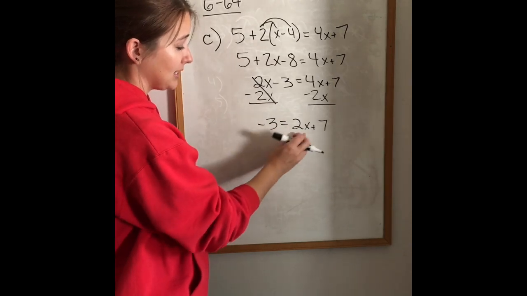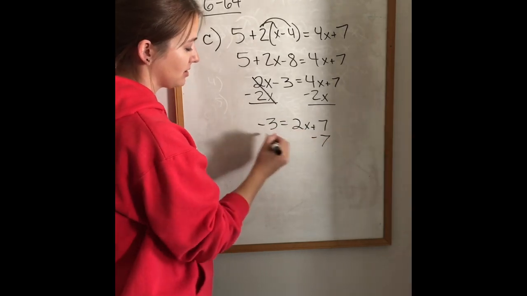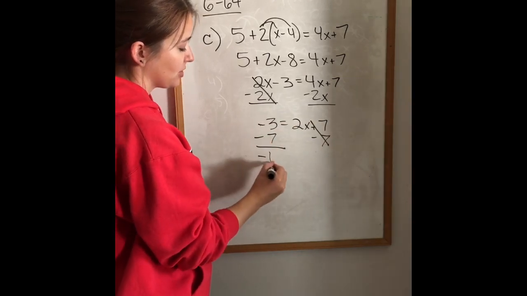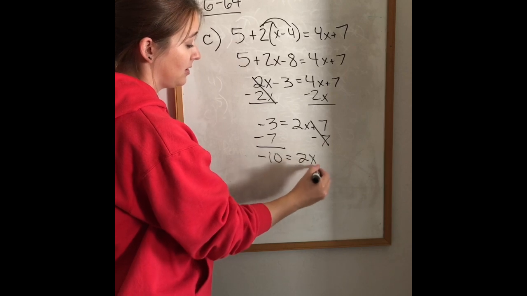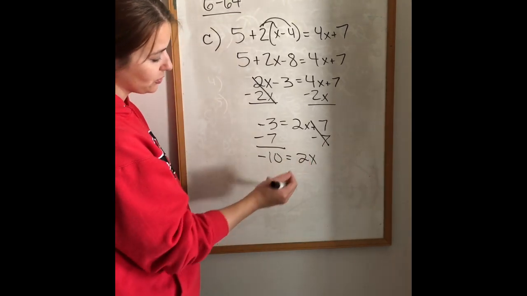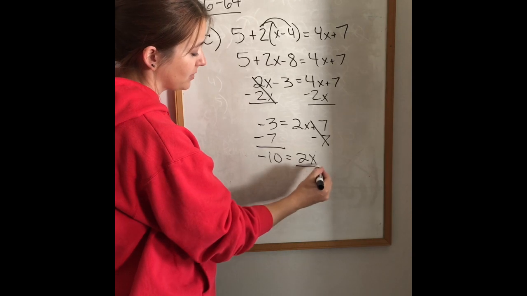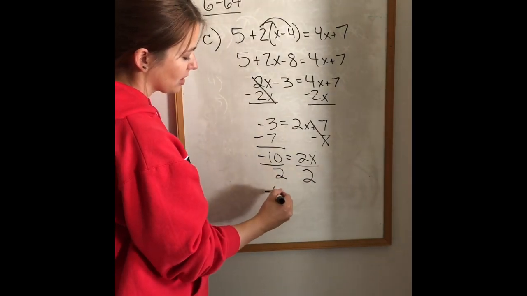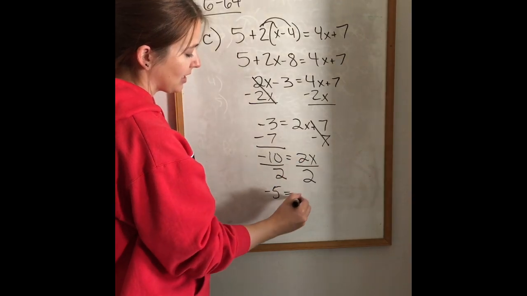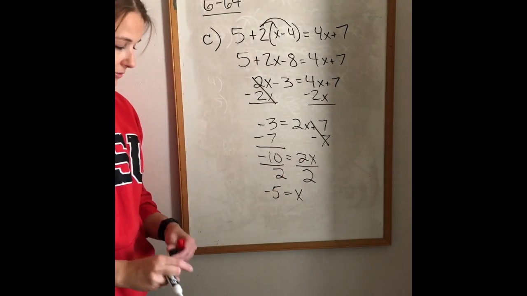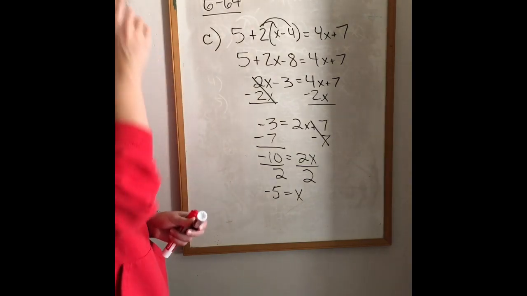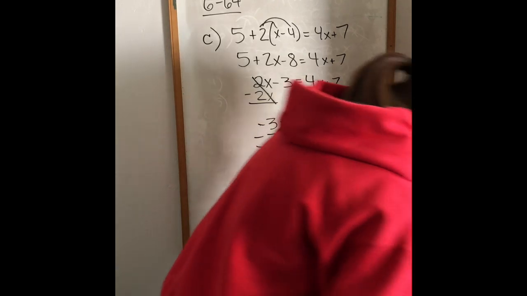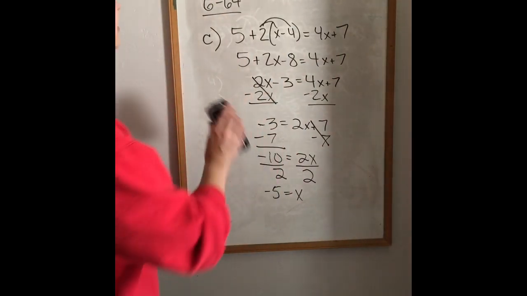And then I need to get x by itself over here, so I minused 7. And I'm left with -3 minus 7, which is -10. Which, -10 equals 2x. I need to get x all by himself. So I divide the 2 to both sides. -10 divided by 2 is -5. And that is just x. X equals -5. And it's okay if the x is on the right side. That is okay. All right, we got 3 more and then we're done.